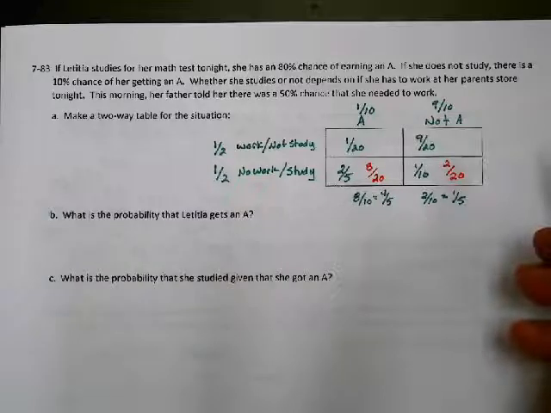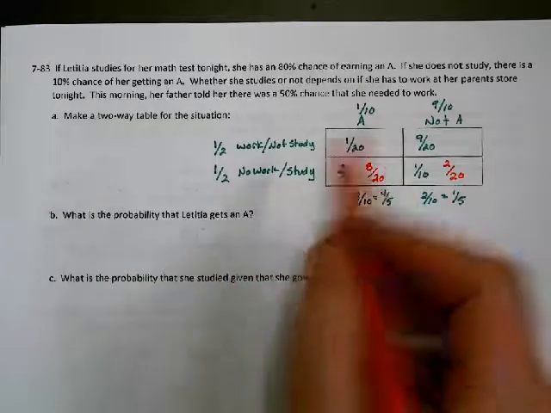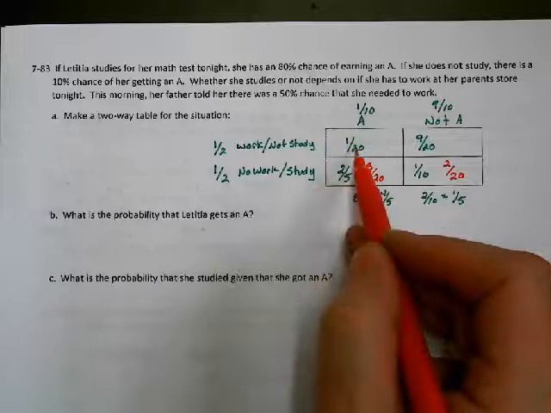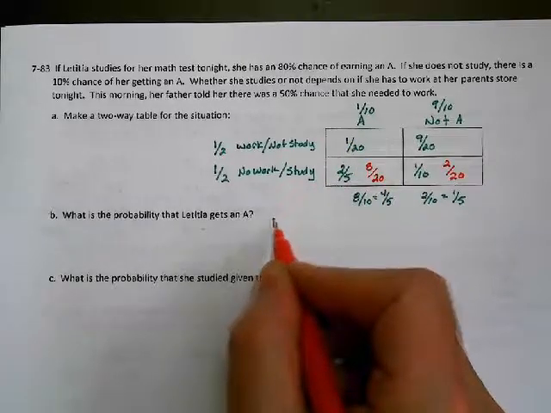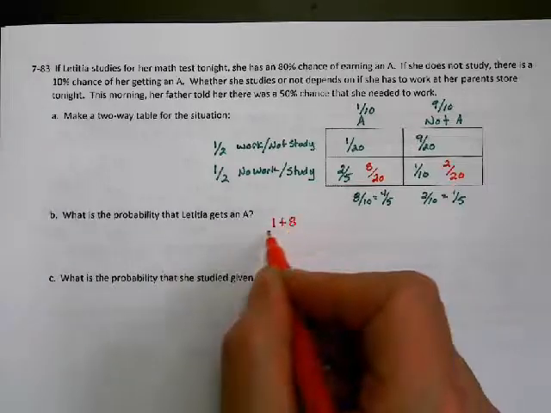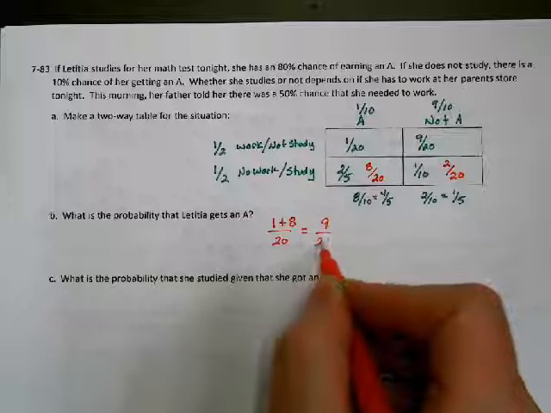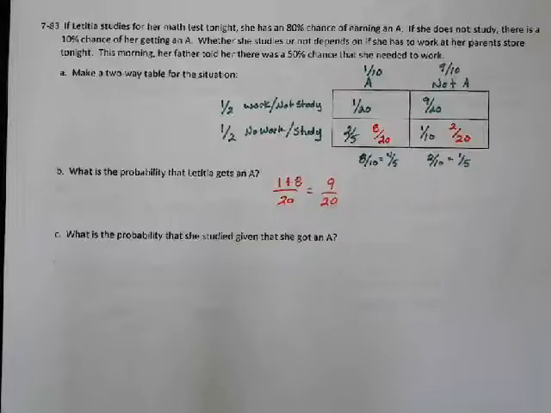All right, what's the probability that Letitia gets an A? Well, there's 2 ways she can get an A, by not studying or by studying. So there's a 1 in 20 chance and an 8 in 20 chance. So we'd get a total of 1 plus 8 over 20, which is 9/20 of the time, 45% chance of getting an A. What's the probability that she studied given that she got an A?